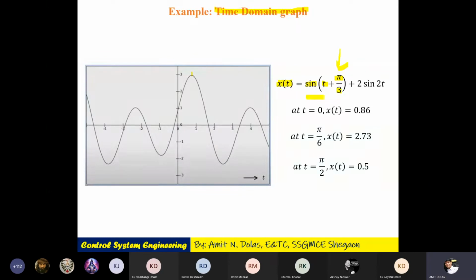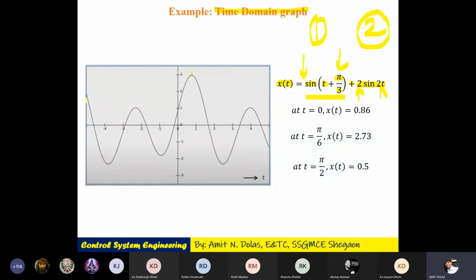So there is one signal, sine of t plus pi by 3, and its magnitude is 1 here. And there is another signal, 2 sine 2t. In 2 sine 2t, theta is not present, which means there is no phase shift. 2 is the magnitude and 2 is the omega. So there are 2 sinusoidal waveforms which are added together, and the graph looks like this.